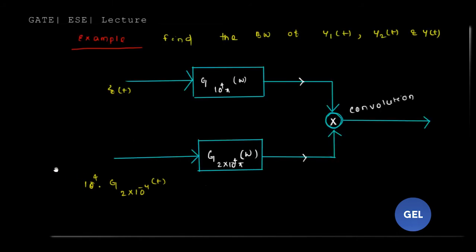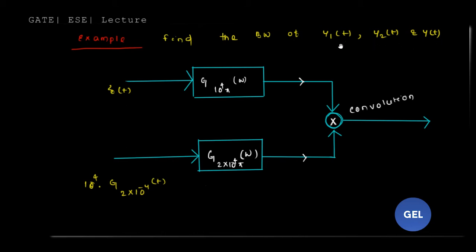Before getting into this concept, energy spectral density and power spectral density, I forgot to share with you a very important question type. It's a very simple, easy question from the bandwidth concept. You can quickly solve this, but let me solve it for you, and please do understand the actual concept behind this question. It is asking: find the bandwidth of y1(t), y2(t) and y(t).